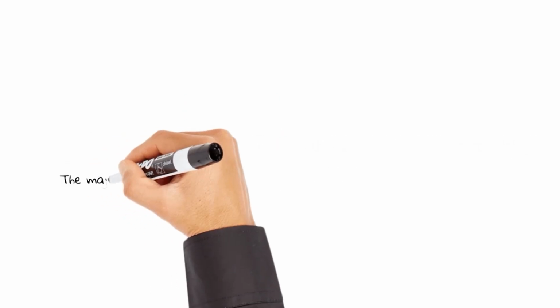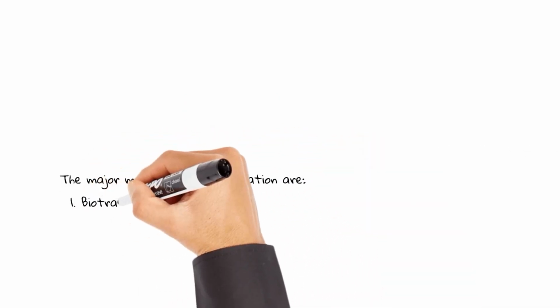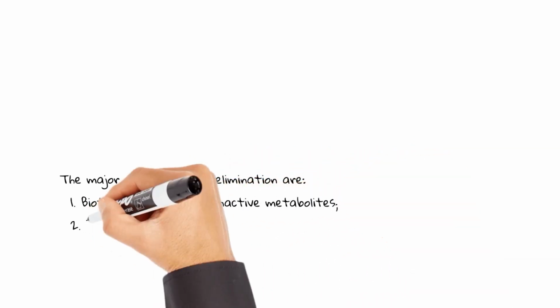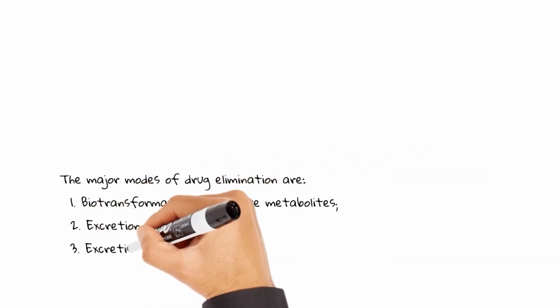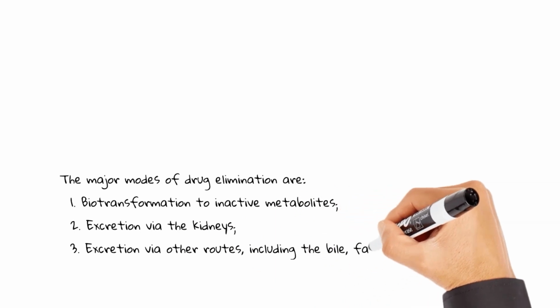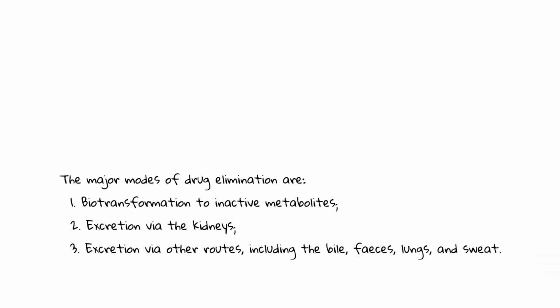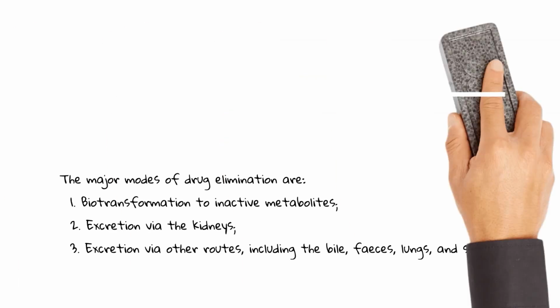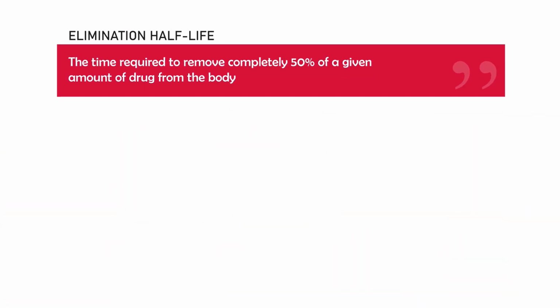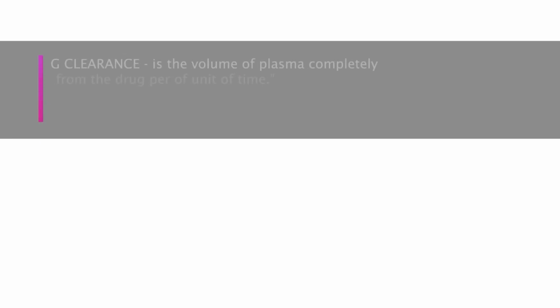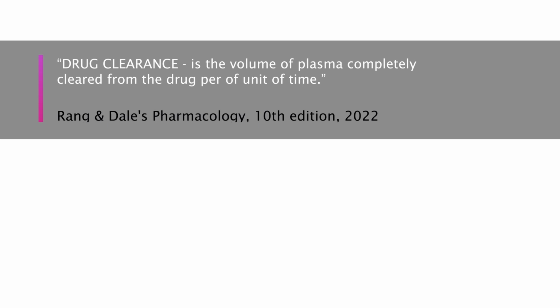The major modes of drug elimination are biotransformation to inactive metabolites, excretion via the kidneys, and excretion via other routes, including the bile, feces, lungs, and sweat. Elimination half-life is the time required to remove completely 50% of a given amount of drug from the body. Clearance is the volume of plasma completely cleared from the drug per unit of time.